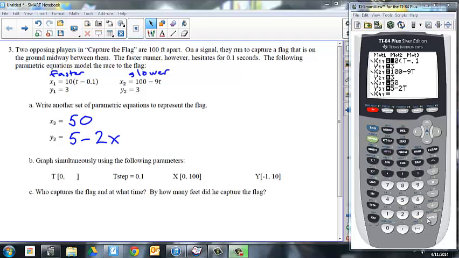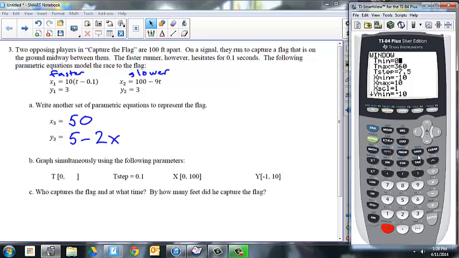Now you can see I've punched in the 3 parametric equations. Before I go look at the graph, I need to consider the window. I'm doing a little bit of estimation, but how long will it take these players to run and capture the flag? Remember, they're actually only running 50 feet. I think a t minimum of 0 is great, and I could do maybe 5 seconds for the max. And that means I'm going to change that step. We'll start with 0.1, and then we'll adjust.